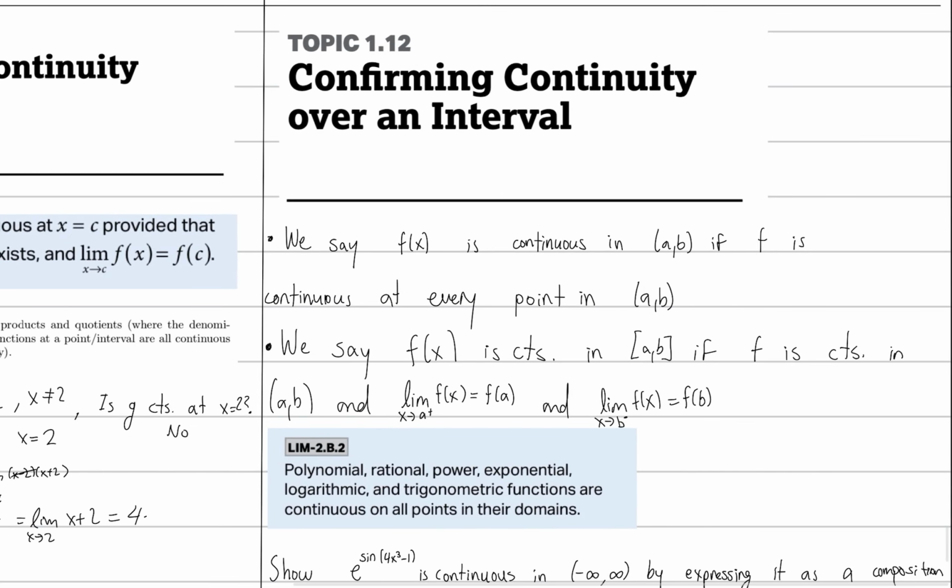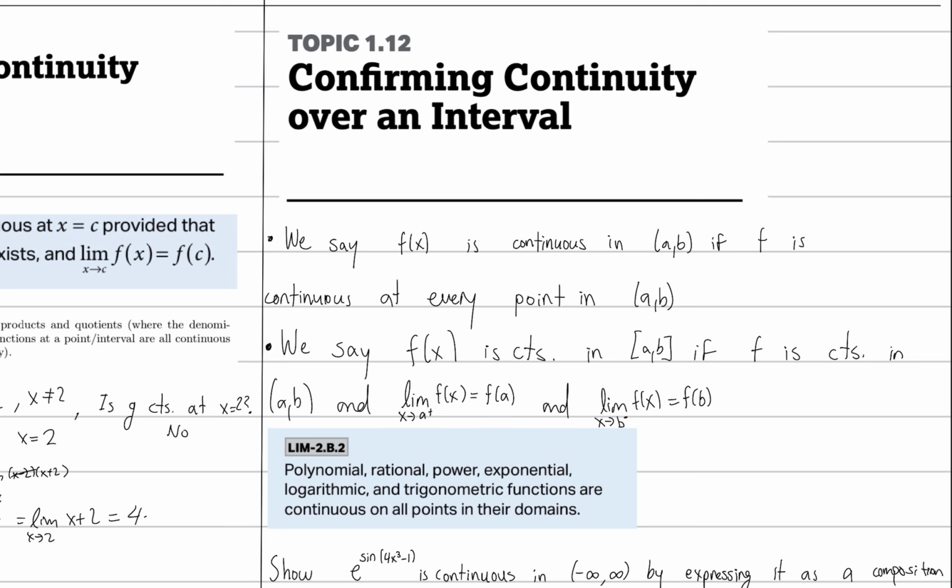Topic 1.12 talks about continuity in an interval. And we define continuity in an interval by saying f of x is continuous in (a, b), which is non-inclusive, if f is continuous at every point in (a, b). But we say f of x is continuous in [a, b], which is an inclusive interval, if f is continuous in (a, b), right?